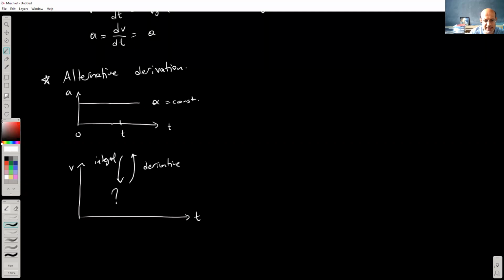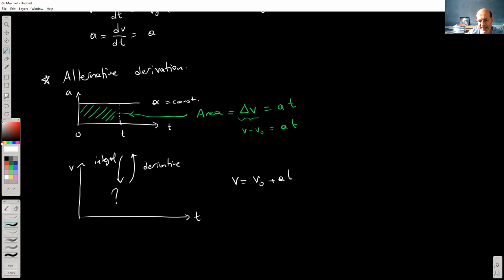What I do is I basically look at this region in here and then compute this area. So I know that this area in here is equal to the change in the velocity. And by just computing it, I can compute what the change in velocity is. So that's basically A times T then. But the change in the velocity is V minus V0. So from here, we get the relationship that velocity has to be V0 plus A times T.